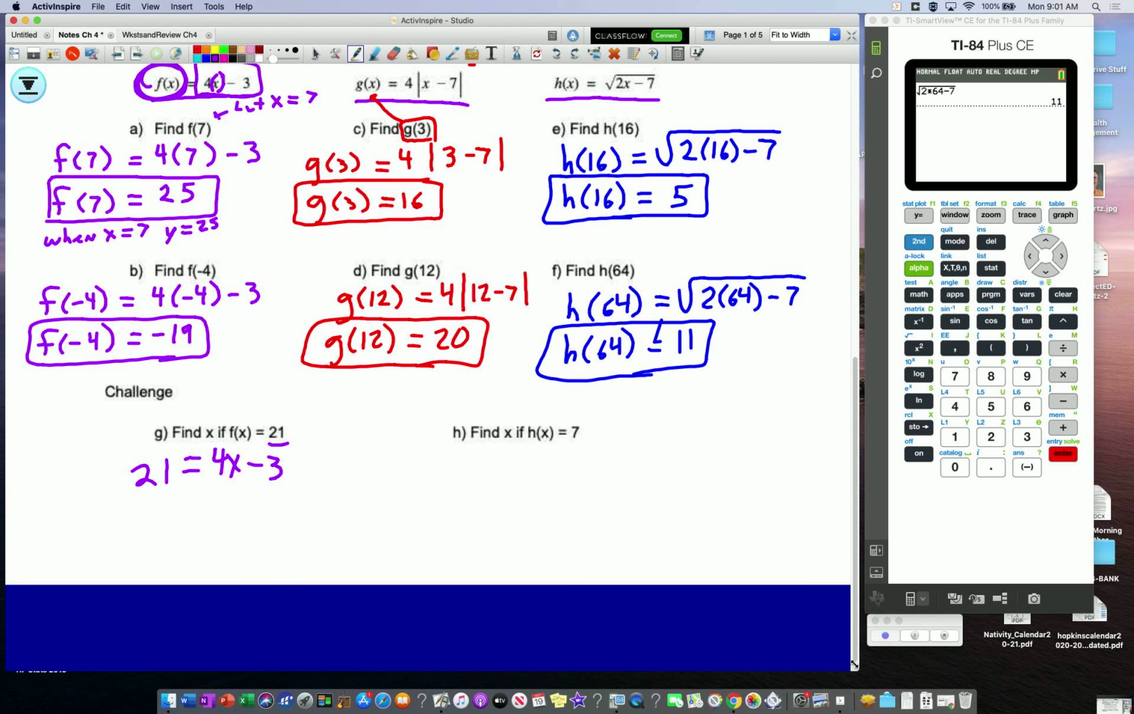So now I just do my inverse operations. So I add 3, so I get 24 equals 4x. Divide by 4, and x equals 6. Now here's the cool thing. If I wanted to, I could plug that back in and say 4 times 6 minus 3 and check to see if it's 21, which it is.